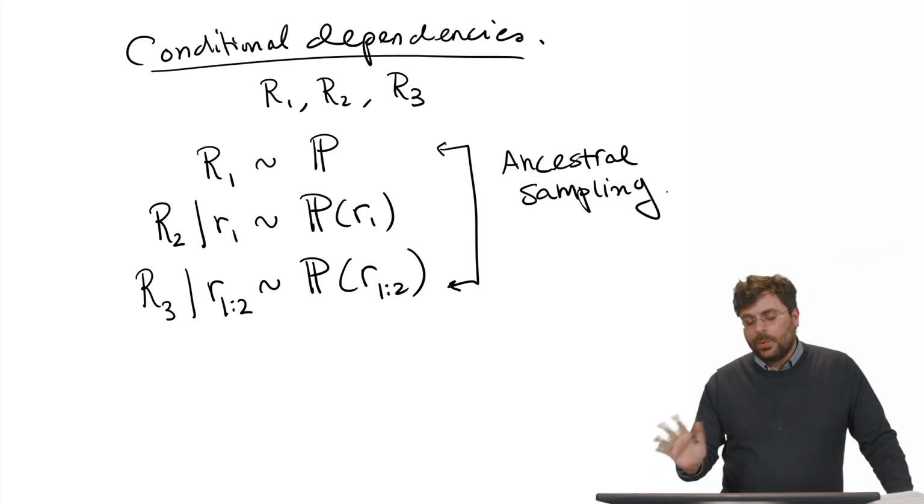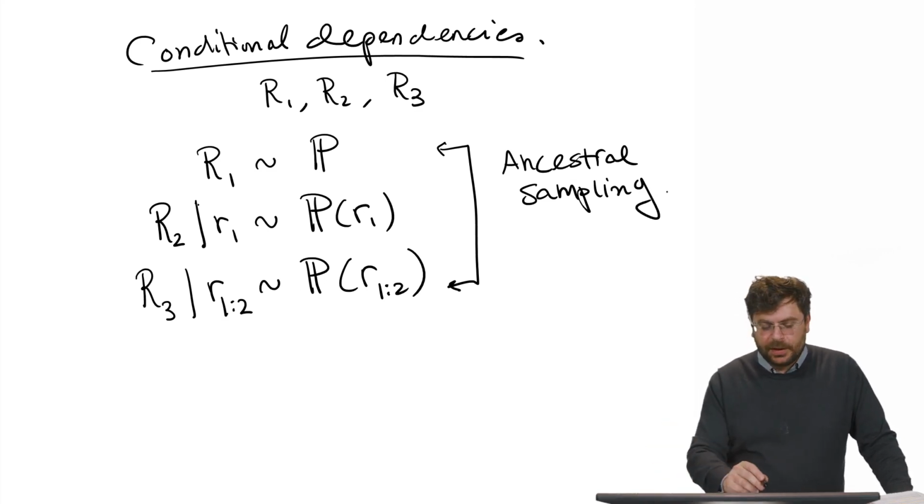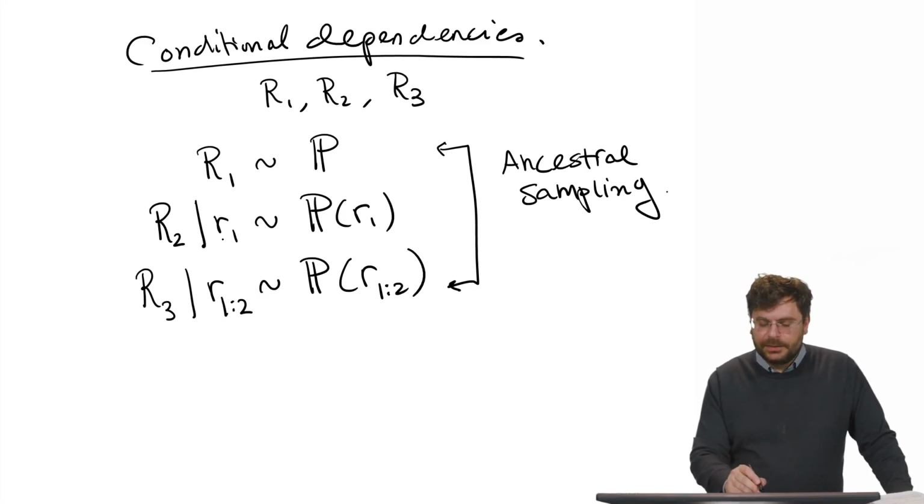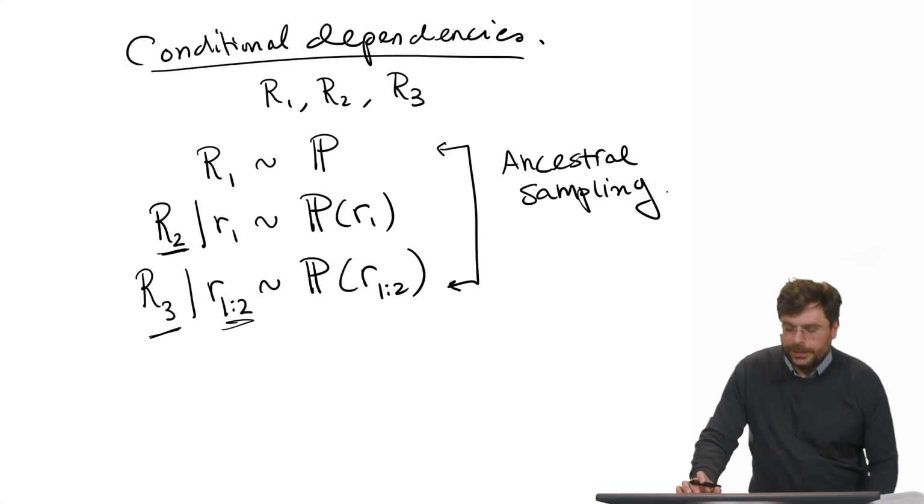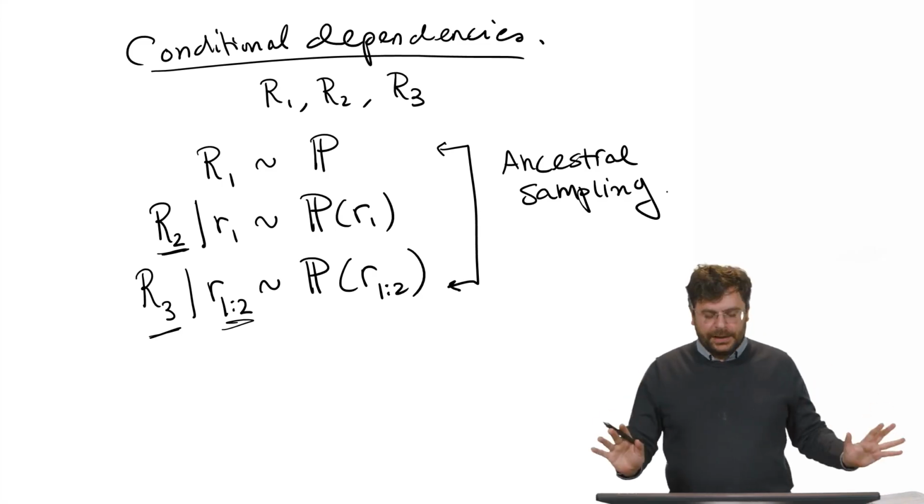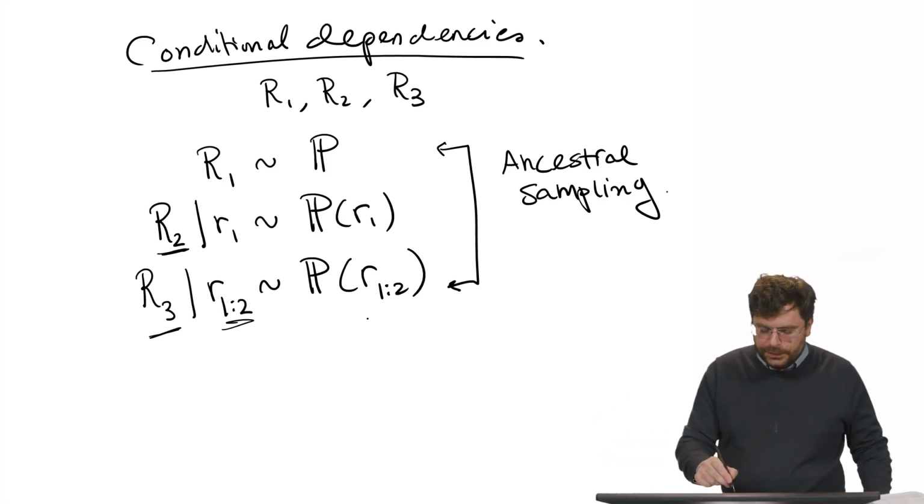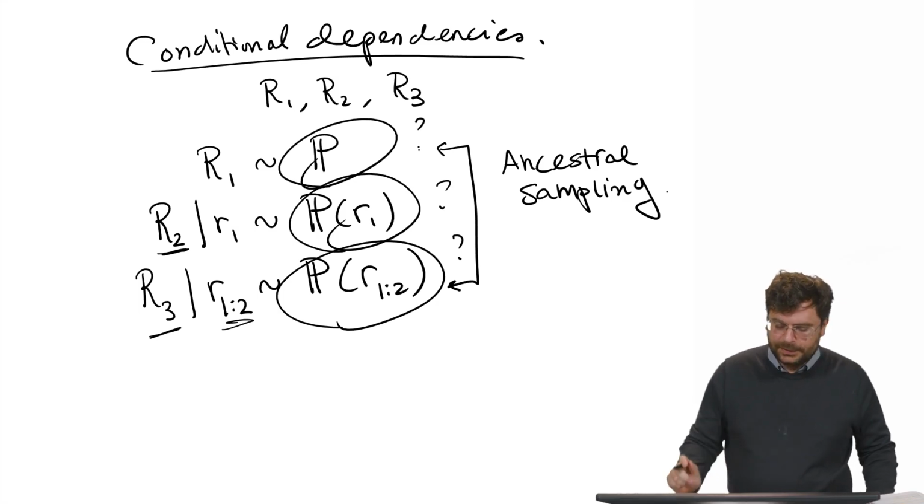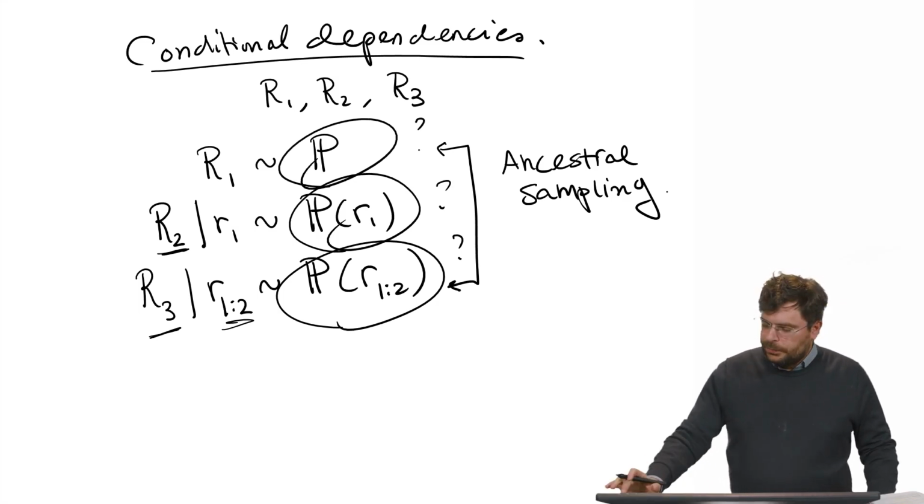And it may be clear why it's called ancestral sampling, because I start off with R1 and I draw it from some distribution. And now given the realization of the ancestor, if you want, then I try to draw a sample for R2. And now given R1 and R2, then I try to draw a sample from R3. And you're going to say, all of this is great, but how do I do this? How do I know what this is? How do I know what that is? How do I know what this is? So how do we do ancestral sampling?